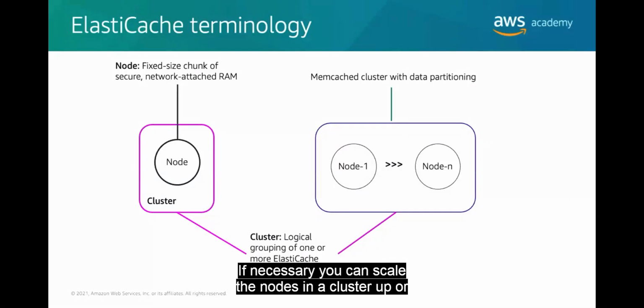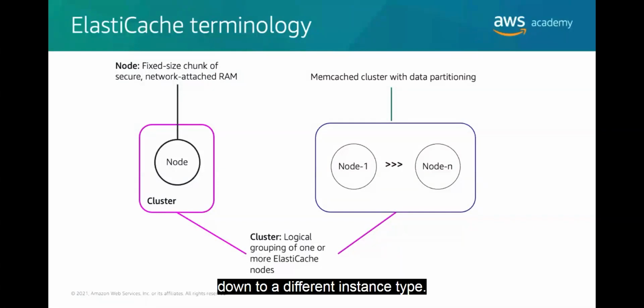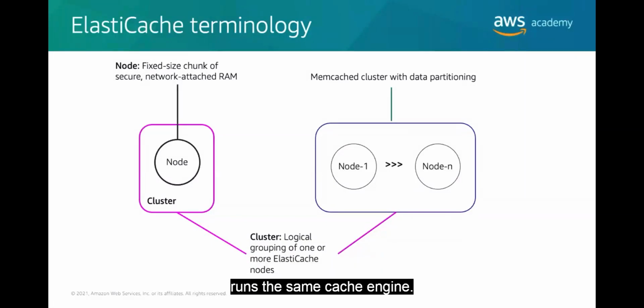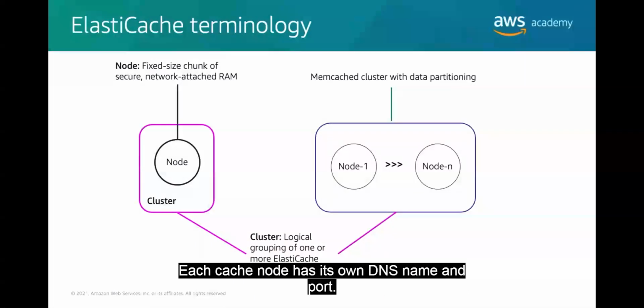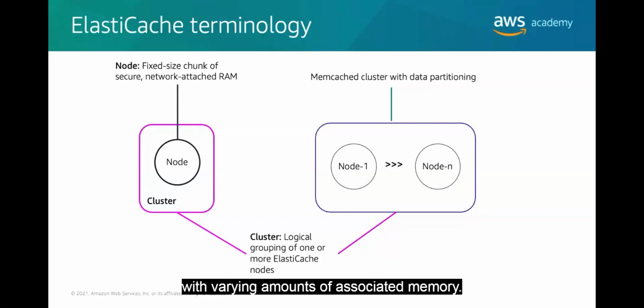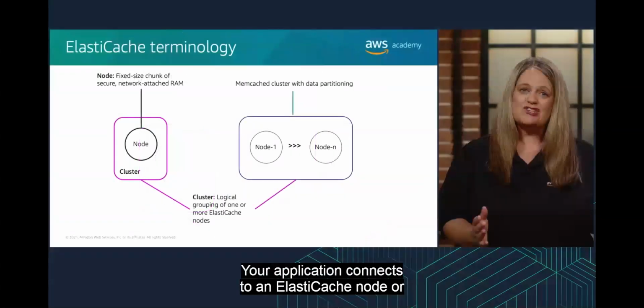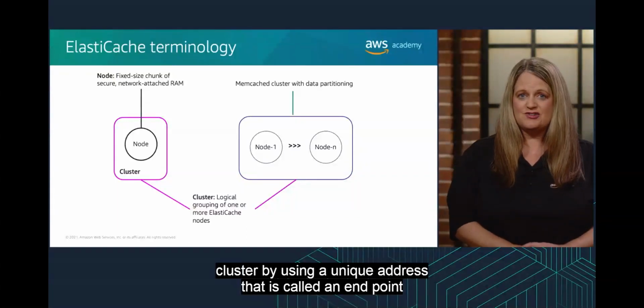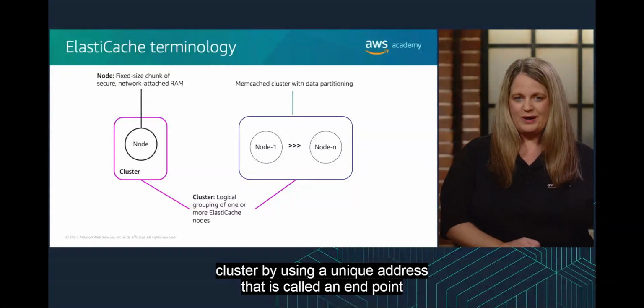If necessary, you can scale the nodes in a cluster up or down to a different instance type. Every node within a cluster is the same instance type and runs the same cache engine. Each cache node has its own DNS name and port. Multiple types of cache nodes are supported, each with varying amounts of associated memory. Your application connects to an ElastiCache node or cluster by using a unique address that is called an endpoint.